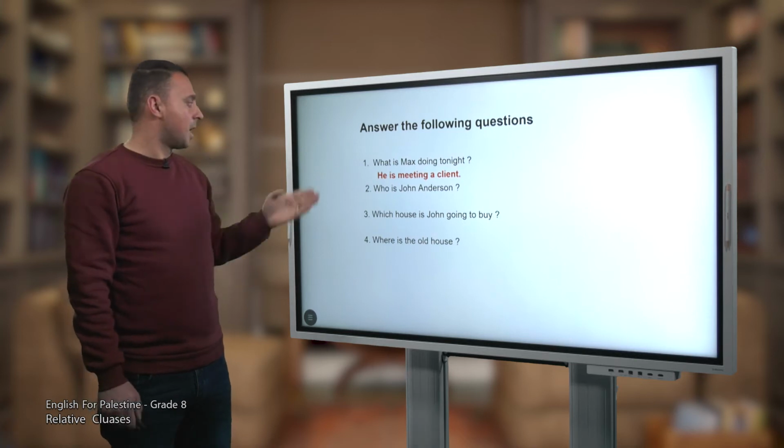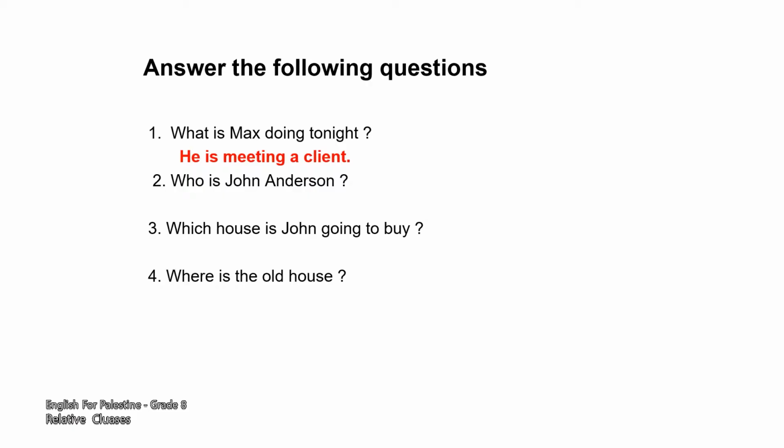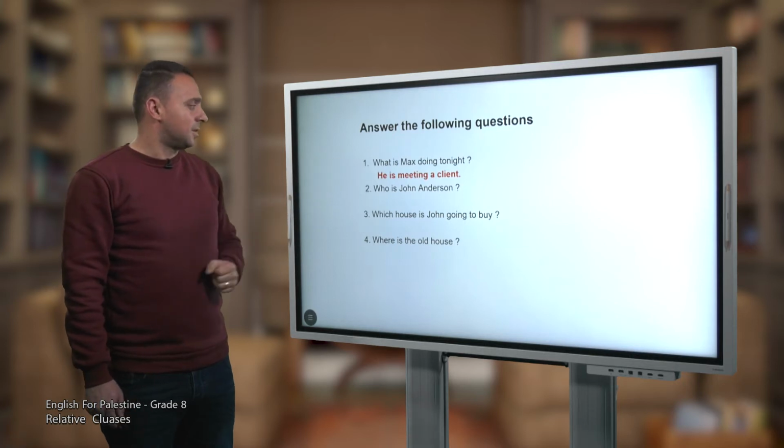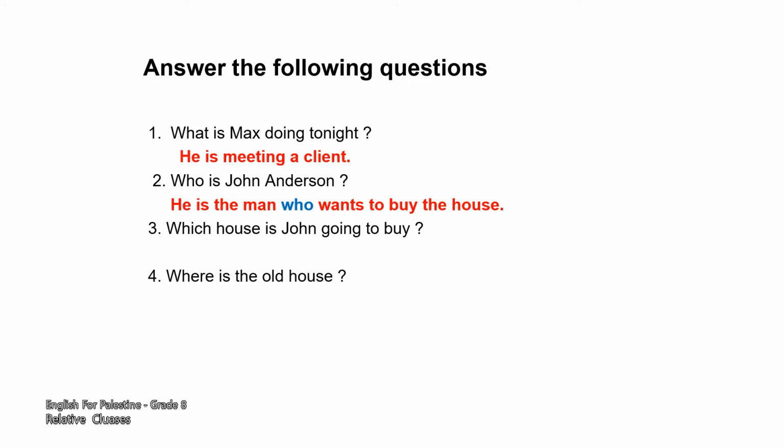Question number 2. Who is John Anderson? John Anderson is the man who wants to buy the house.